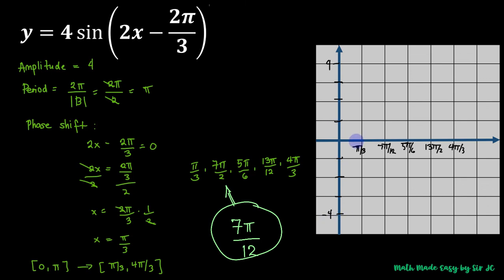So the graph will start at pi over 3, at this point. Then the highest value, then at the x-axis, then the lowest value, then at the x-axis again. Then connect. Okay, so this will be the graph of the given function. So this is the easier way on how to graph sine function.